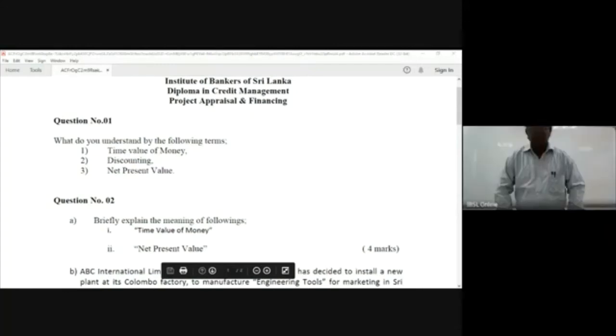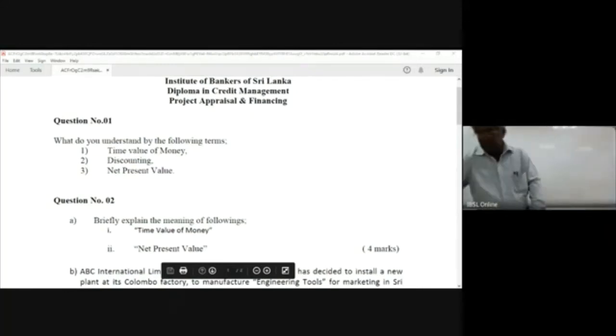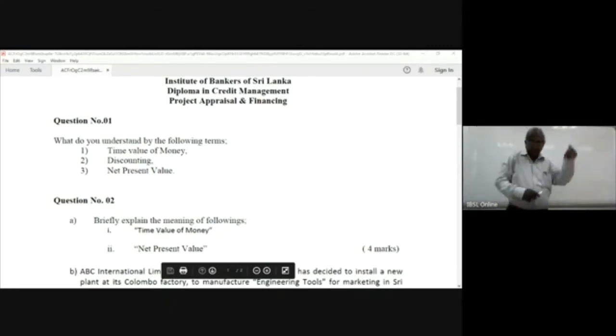Today we are going to do time value of money. Time value of money. What is the meaning of this time value of money?